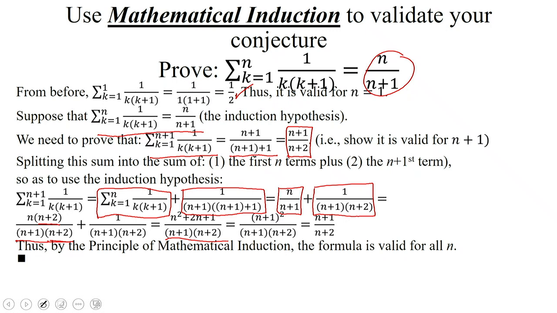Now that numerator factors into n plus 1 squared. And sure enough, you can cancel that with the n plus 1 downstairs, and you're left with n plus 1 over n plus 2. Oh, that's exactly what we were looking to get. So that checks. So that proves, using mathematical induction, that that formula is correct. Great.